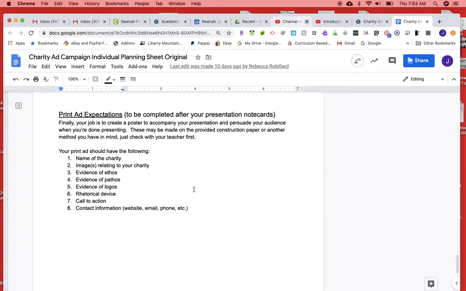And lastly, the print ad, expected to be completed after your presentation note cards. So finally, your job is to create a poster to accompany your presentation and persuade your audience when you're done presenting. This may be made on the provided construction paper or another method you have in mind, just check with your teacher first.